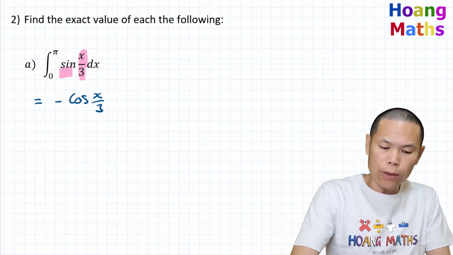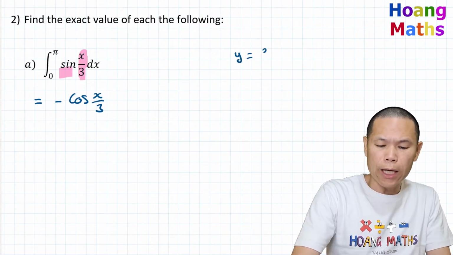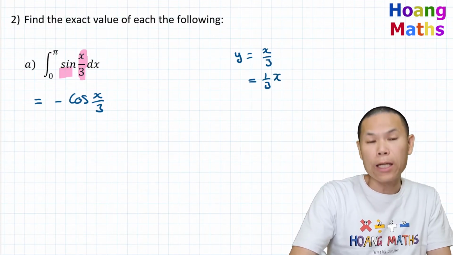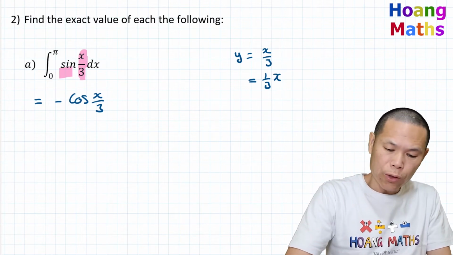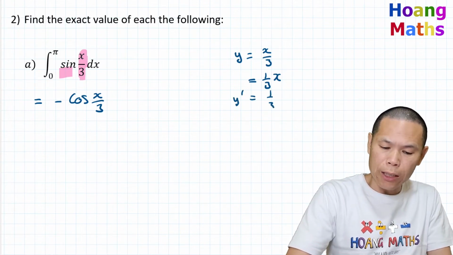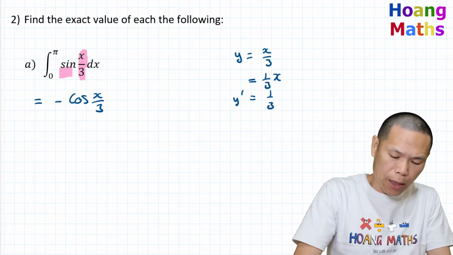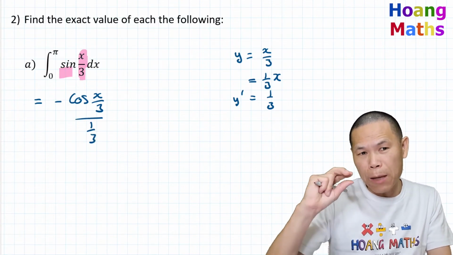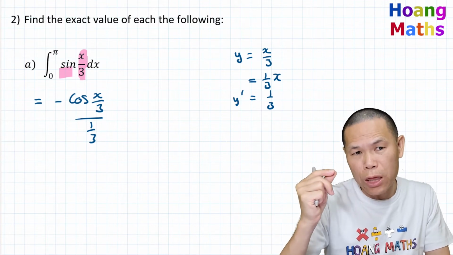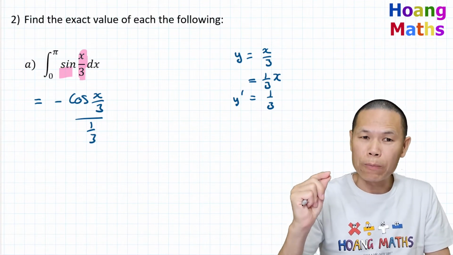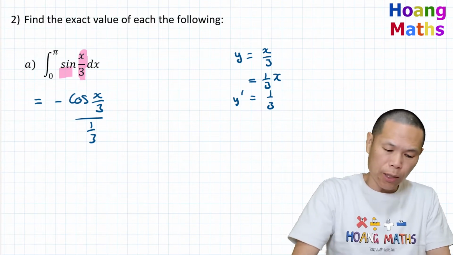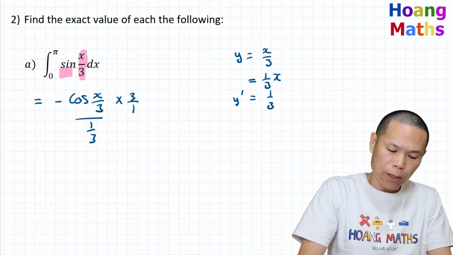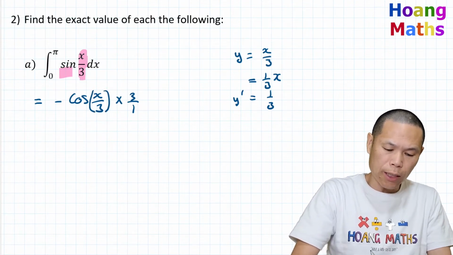So x over 3, let me just write this down. y is x over 3. This is exactly the same as a third of x, if you like. So we differentiate that. So y dash will give us a third. Therefore we divide by a third. But dividing by a third is exactly the same as times by, we flip the fraction, a third becomes 3 over 1. So we times by 3 over 1 instead of dividing by a third. Okay, they're the same. I just write the bracket here so it makes it easy to read.